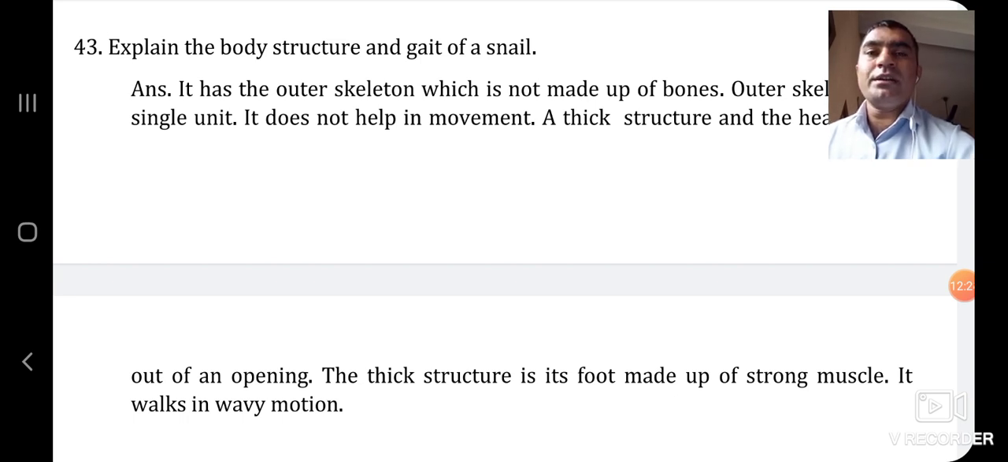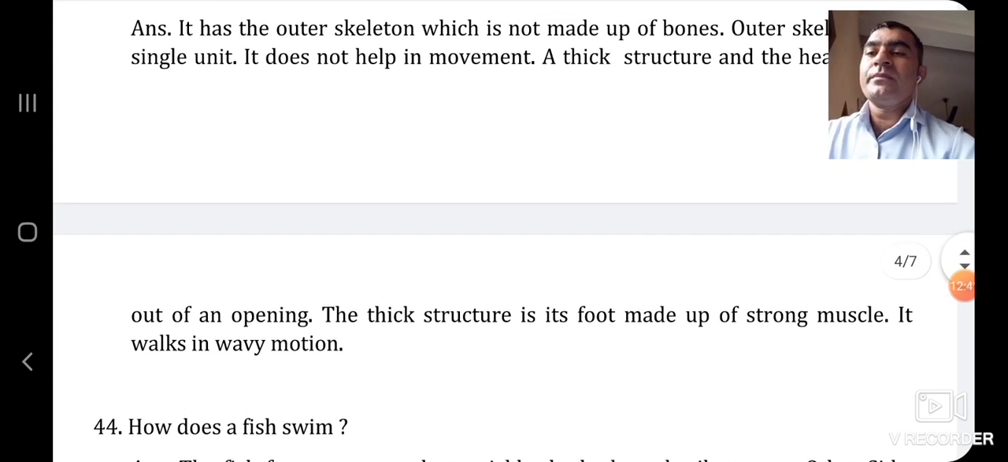It has an outer skeleton and it is not made up of bones, and it is a single unit. It has a thick structure made up of muscles and it is its foot. It walks in wavy motion.